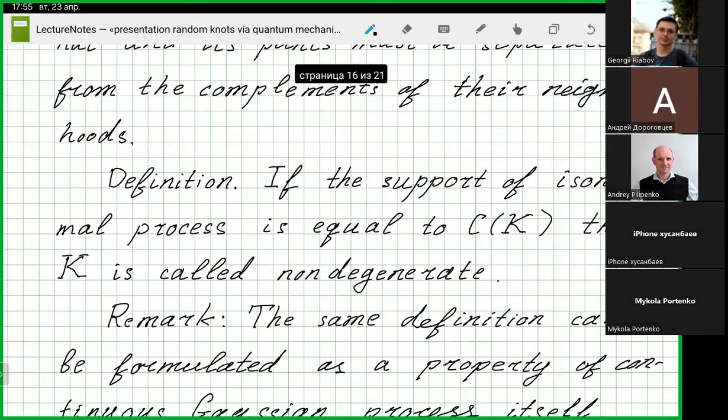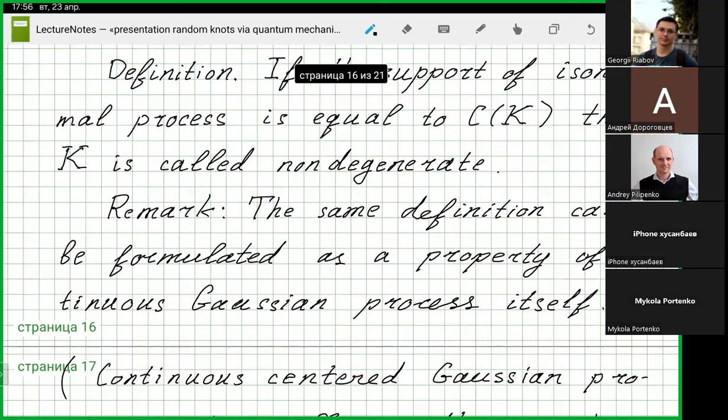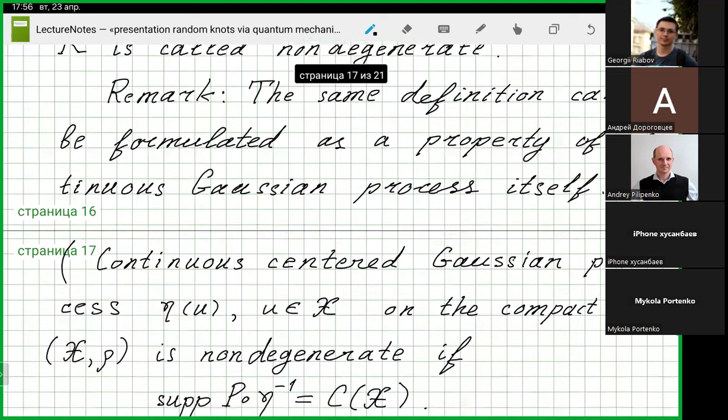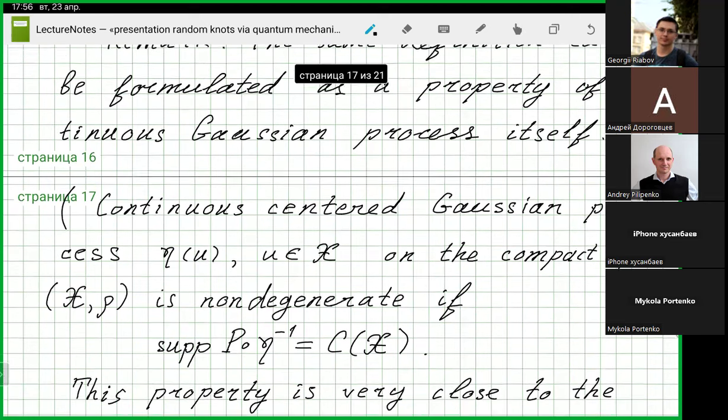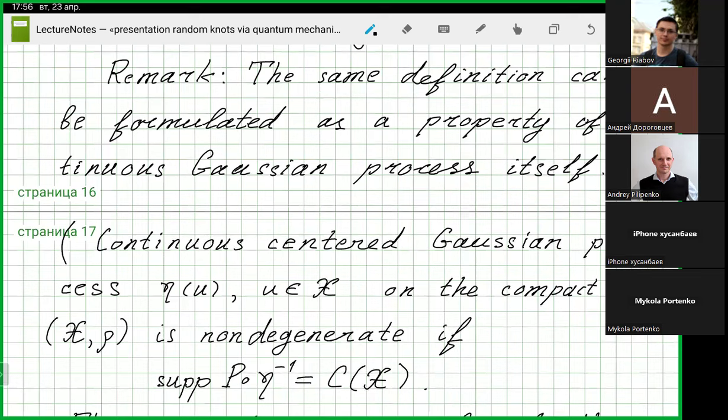Remark here, Andrey, as you asked before, the same definition can be formulated as a property of a continuous Gaussian process itself; we don't want the Hilbert space. Does this notion come close to local non-determinism? Exactly, I will say about this. A continuous centered Gaussian process eta(u) on the compact space (X, rho) is non-degenerate if we have this property.